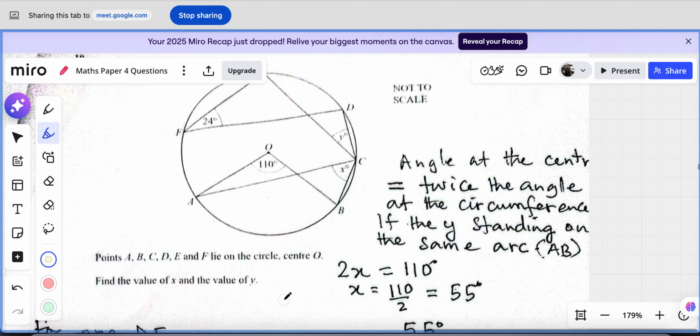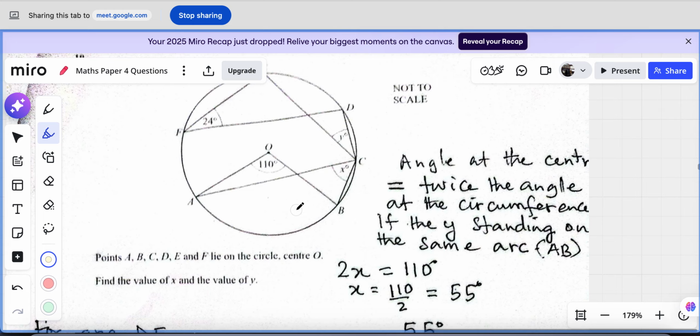So the question did not waste time, it just went straight by telling you to find the value of X and the value of Y. The value of X, we're going to use the first angle property, which says the angle at the center is twice the angle at the circumference. Okay? For those of you who have done this in grade 9, or grade 10, I think grade 10 also you do this.